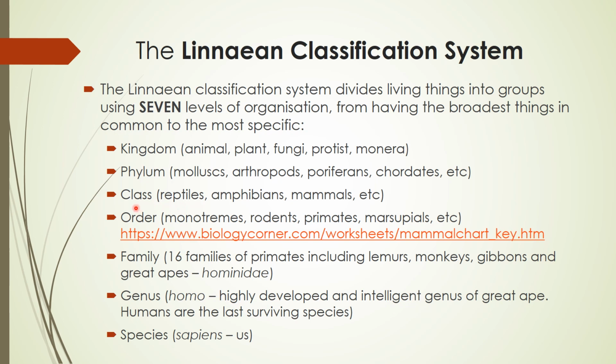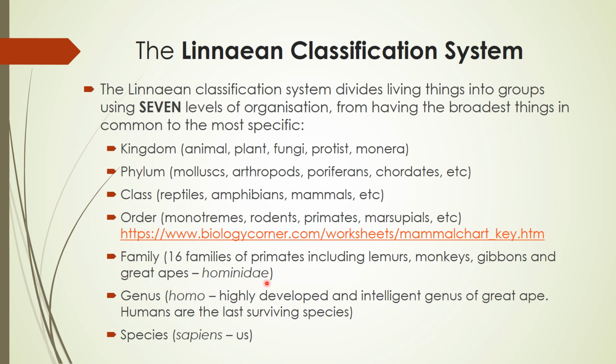Getting more specific, we go into the order that the organism is in. And we have monotremes, rodents, primates, marsupials. These are all examples of orders. And this website here is a great little website that covers all of the orders within the mammal class. Getting more specific again, we can look at the family of the organism, and there are 16 families just within the primates order. And so this includes lemurs, monkeys, gibbons, and we are part of the great ape family, which is called Hominidae.